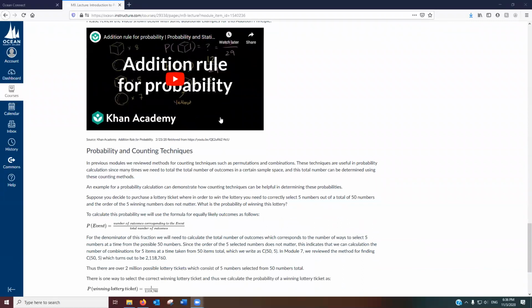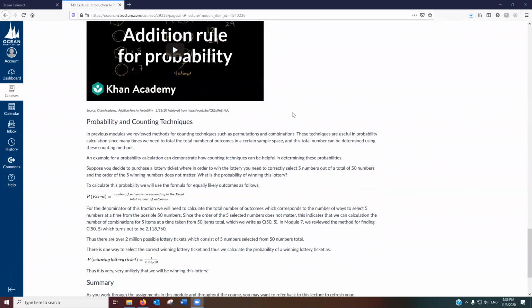All right, well, in Module 8, we talked about counting using permutations and combinations. So when it comes to finding the total number of outcomes, we might need to use permutations or combinations to come up with that answer. That's why we were interested in studying permutations and combinations, because sometimes it's useful to know the total number of outcomes.